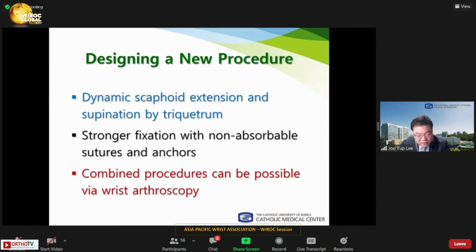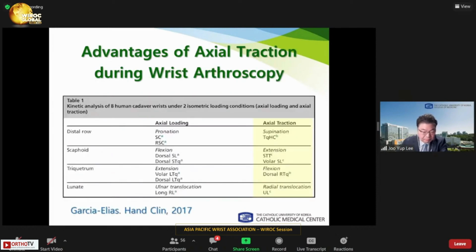To design the procedure, the fixation should be strong enough to start early range of motion, using non-absorbable suture, suture tape and anchors, and combined procedures such as TFCC repair should be possible via wrist arthroscopy. Arthroscopy itself has many advantages to reduce carpal deformities. According to Mark Garcia Elias, the scaphoid is extended and supinated, and the lunate can be radially translocated by axial traction alone.